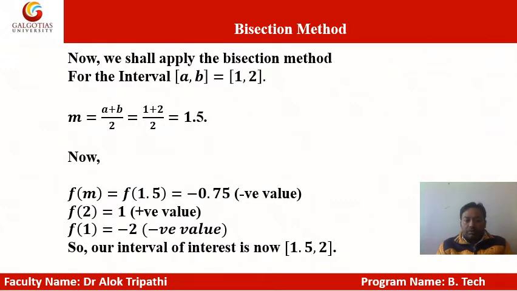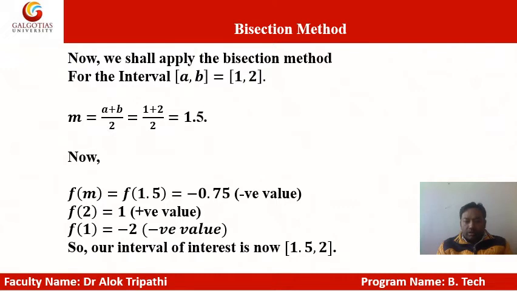Now our interval is 1 to 2. Again we are bisecting it. We get the mid value as 1.5. We check the value of the function at this midpoint. The value is negative. At x equal to 1, the value was negative. At x equal to 2, the value was positive. Therefore our interval of interest will be 1.5 to 2.